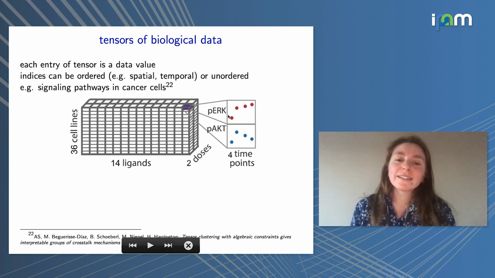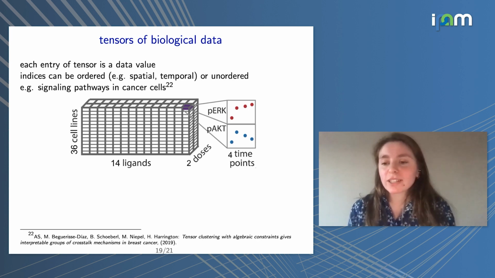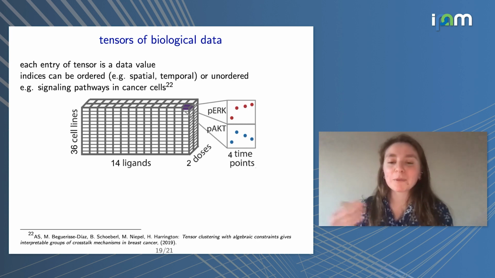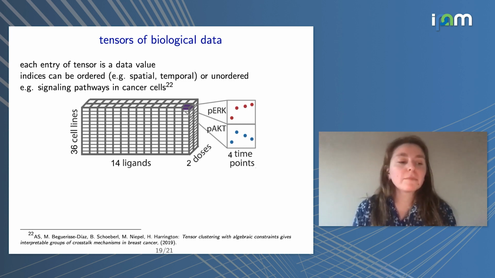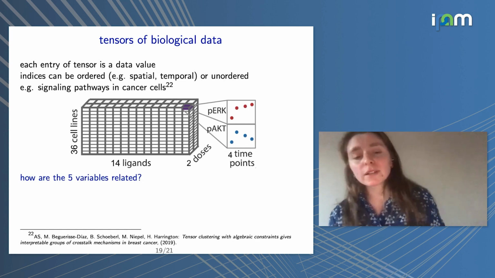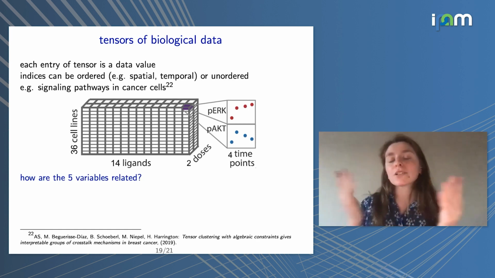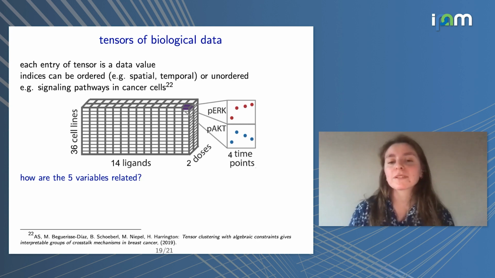Okay, so in situations like this, the data arrives and, well, other people work very hard to produce the data. It doesn't just arrive. And it looks like a tensor. So it has this natural sort of multi-index structure. And we want to understand questions like, how are each of these 5 different variables all related to one another?